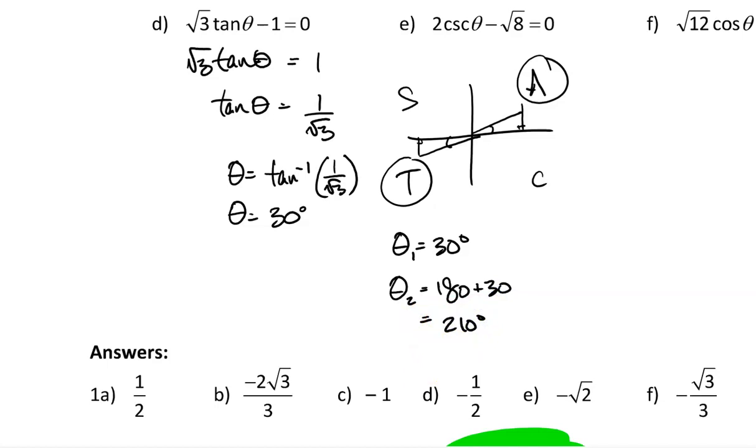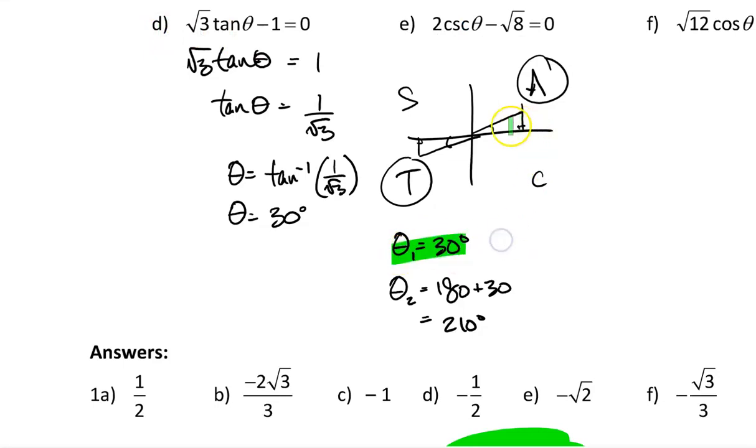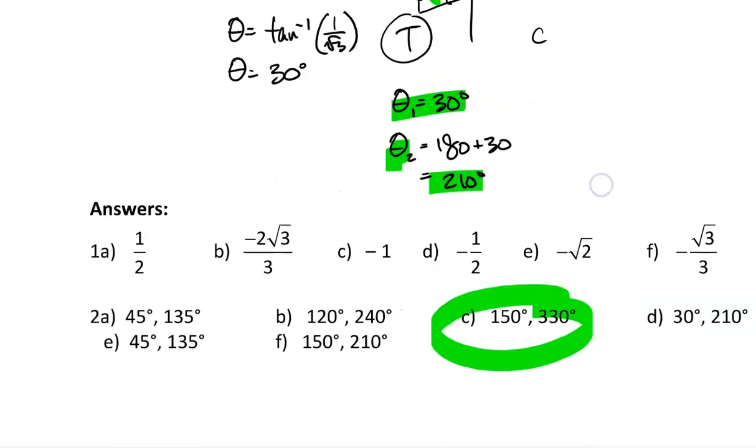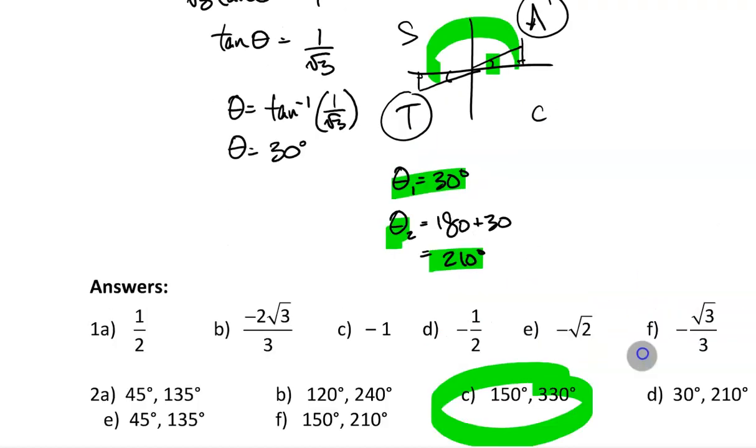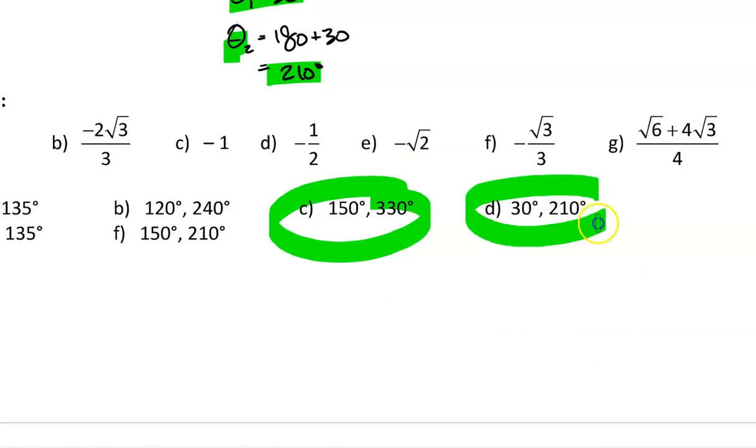So you can see both of the values found there. You have theta 1 being 30 degrees right there, and theta 2 being 210 degrees. That would take you all the way around to here. So theta 1 is 30, theta 2 should be 210. That's for letter D.